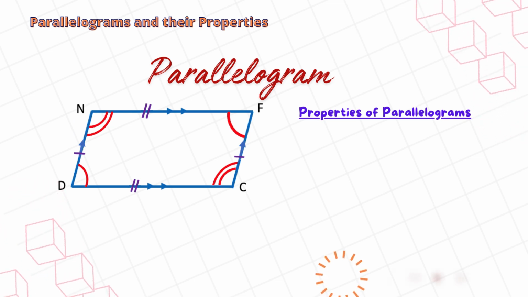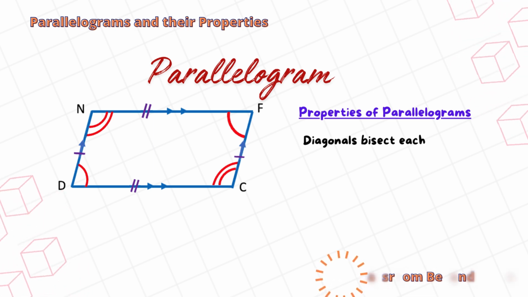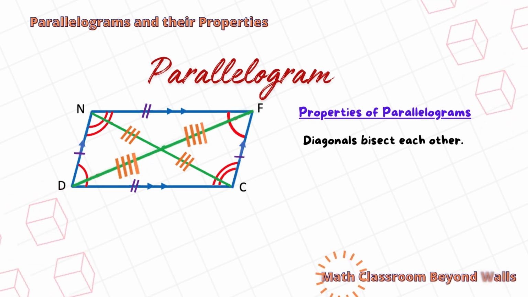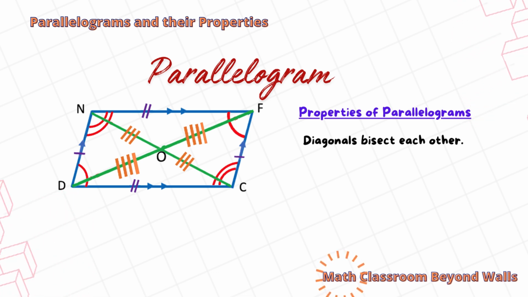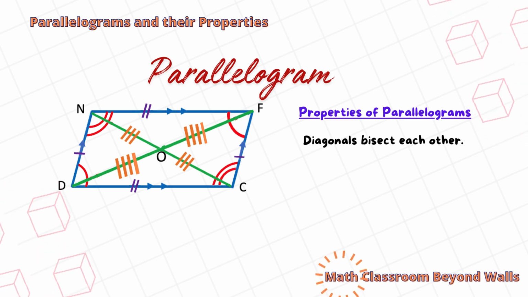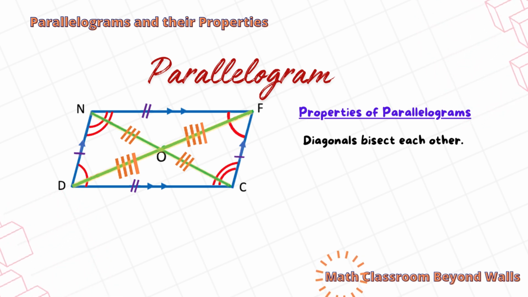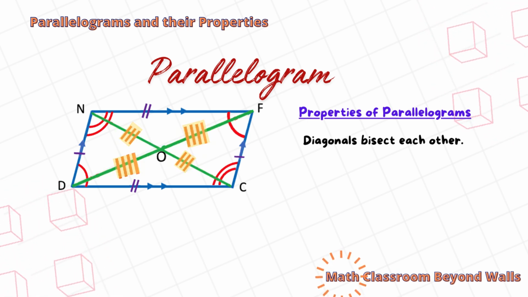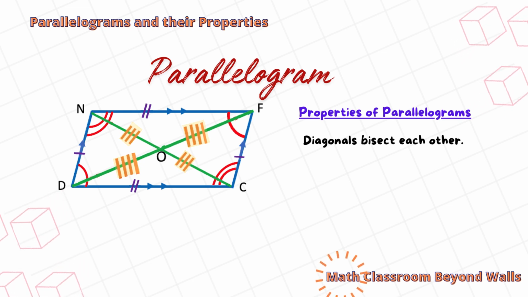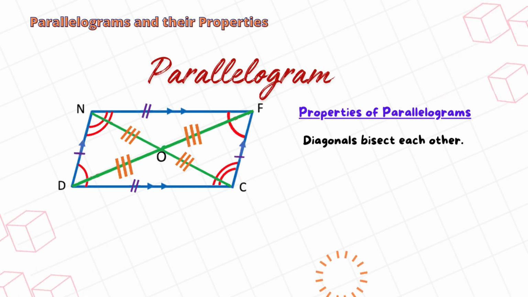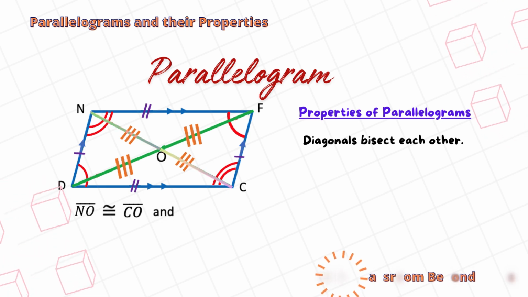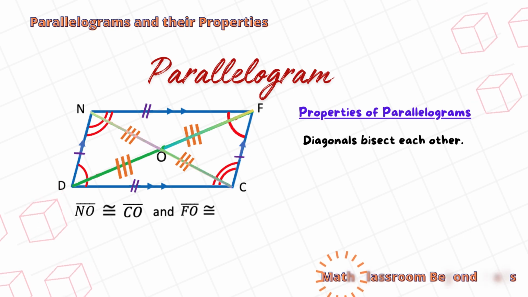Fifth, its diagonals bisect each other. Here, diagonals NC and FD bisect at point O. The word bisect means divide into two equal parts. Thus, each diagonal is divided into two equal lengths at their point of intersection. The number of tick marks indicates which segment is congruent to which. Thus, here we can write these relations. Segment NO is congruent to segment CO, and segment FO is congruent to segment DO.